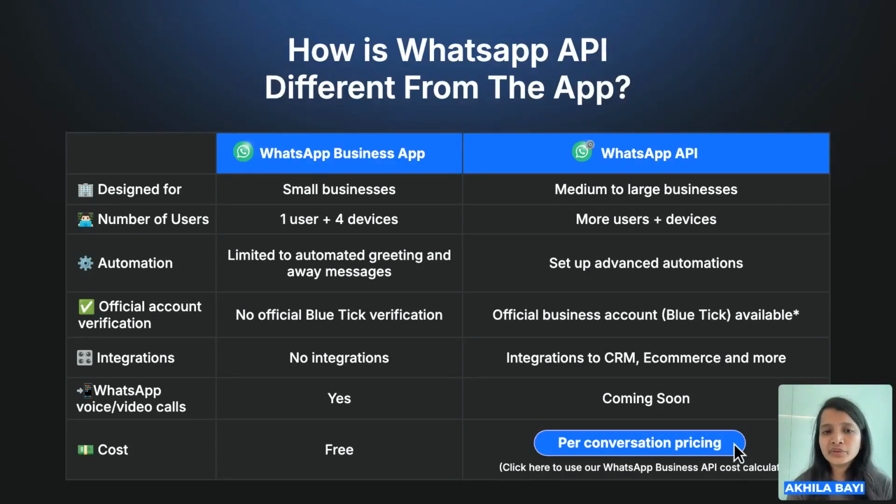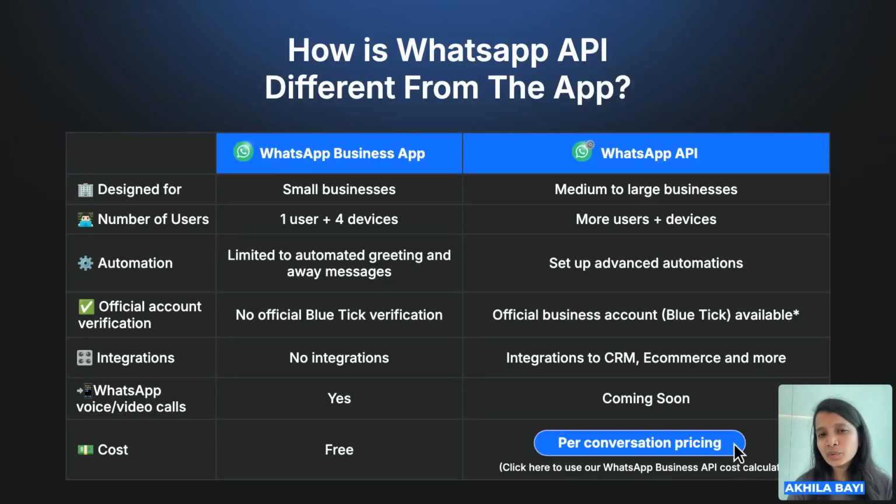If you have a lot of users, like maybe a 30 to 40 member team, or maybe a huge team, you can use WhatsApp API. And also WhatsApp API can be on multiple devices, unlike the WhatsApp app, which is just one user and four different devices. And the main important thing is you can have automation using WhatsApp API.